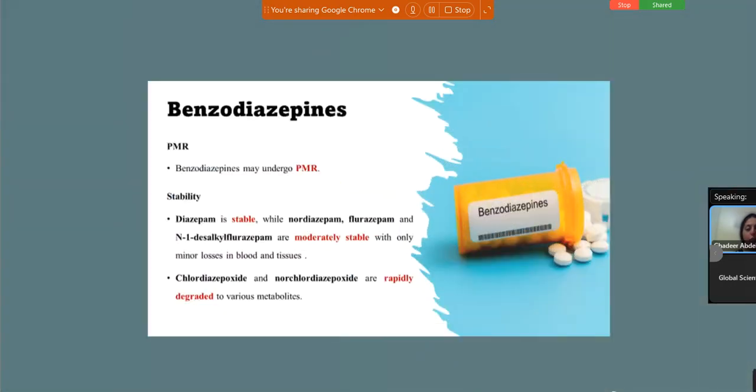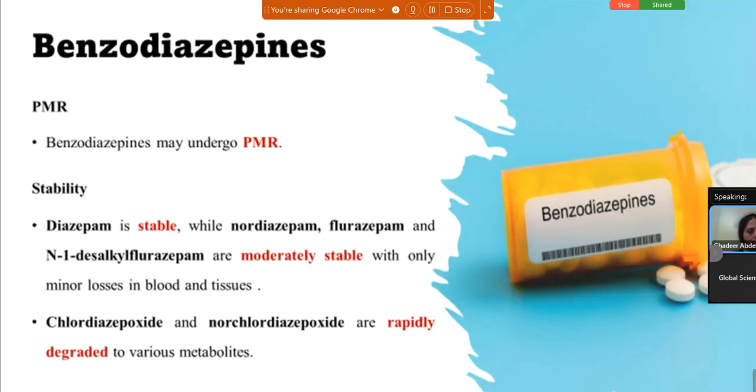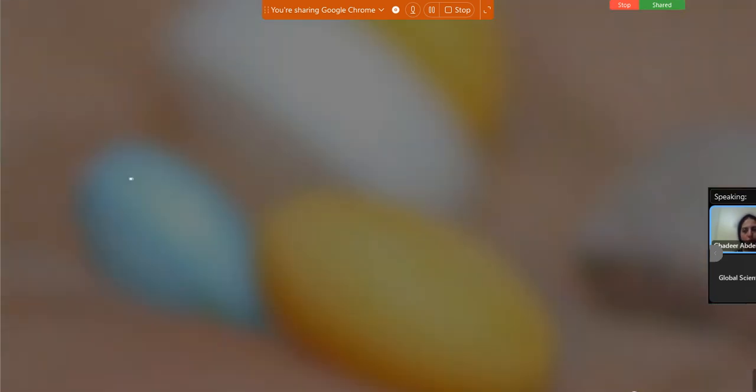Sedatives. Let's begin with the benzodiazepines. Benzodiazepines may as well undergo postmortem redistribution. Regarding stability, diazepam is stable, while nordiazepam and flurazepam are moderately stable with only minor losses in blood and tissues. However, chlordiazepoxide and norchlordiazepoxide are rapidly degraded to various metabolites, thus unstable.